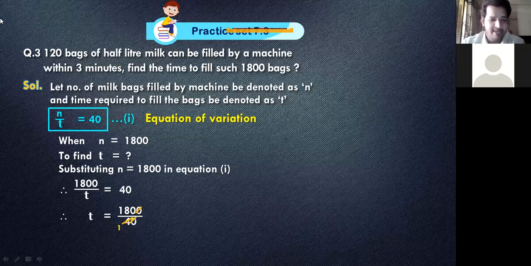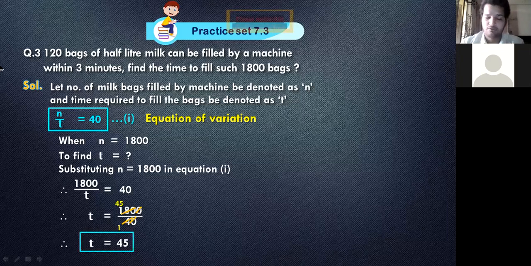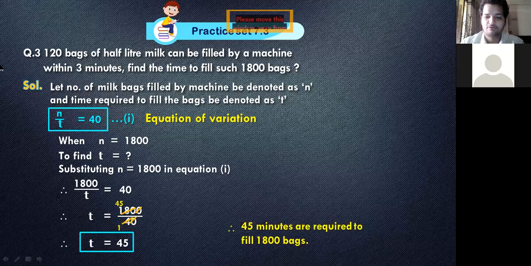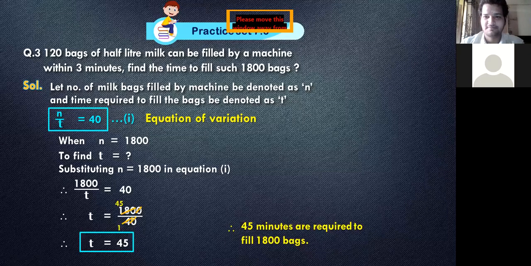So when you cancel 4 with 180, 4 ones are 4 and 4 45s are 180. So T will be 45. So we'll write the final answer in the statement form only. So 45 minutes are required to fill 1800 bags. Alright, start writing your answer, students.